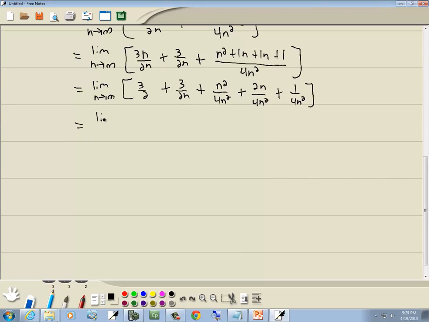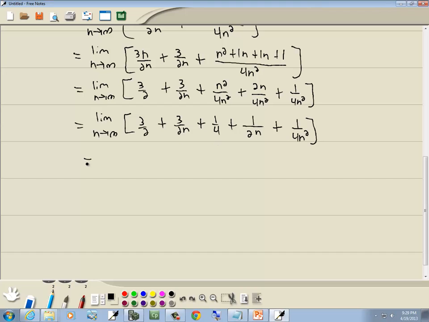So we've got the limit as n goes to infinity of 3 halves plus 3 over 2n. These n squareds cancel, and we've got 1/4, plus 2/4 becomes 1/2. And we've got n over n squared, so that just gives us an n downstairs, plus 1 over 4n squared.